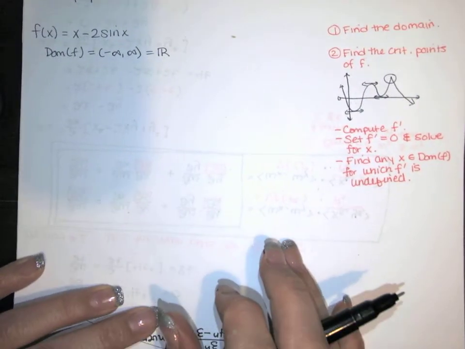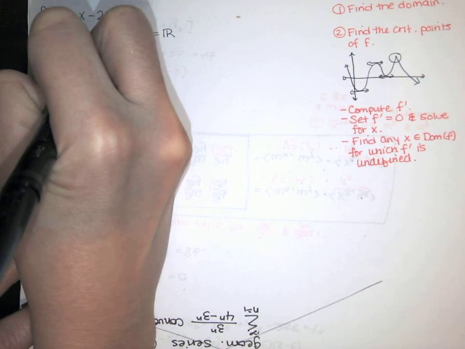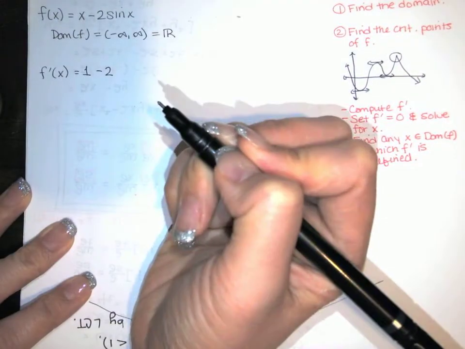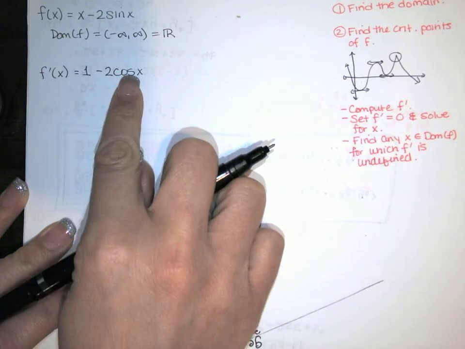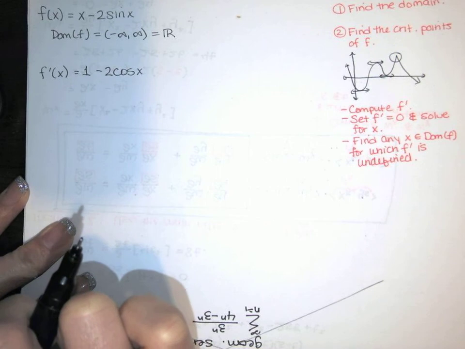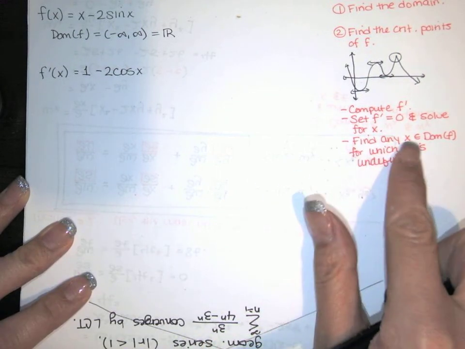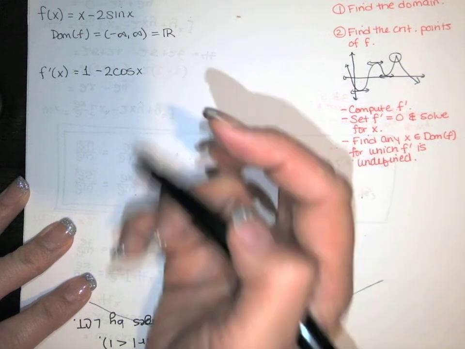So let's compute the derivative of this function. Derivative of x is just 1. Bring the 2 down. The derivative of sine of x is cosine of x. Now cosine is well defined for all real numbers, so we can multiply it by 2 and add 1, and it's still well defined for all real numbers. So we don't have to worry about anything that's described right here. But we should set f prime equal to 0 and solve for x.